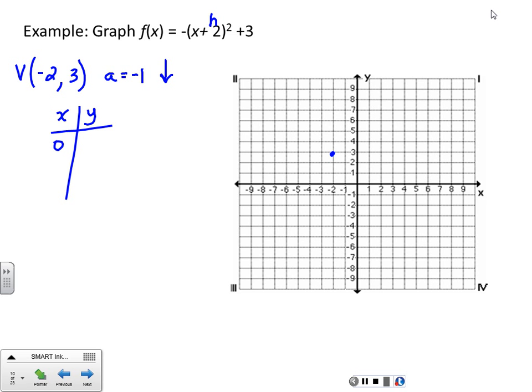That's fine. 0. So f of 0. And that's going to give you what? 2 squared is 4. You have to take the opposite, so -4 plus 3 is going to be -1, so you're right. So what would its mirror image be? -4, -1? All right, so you can see that it does go down.